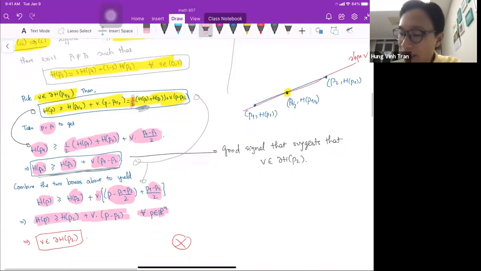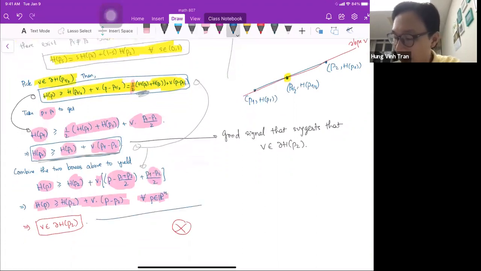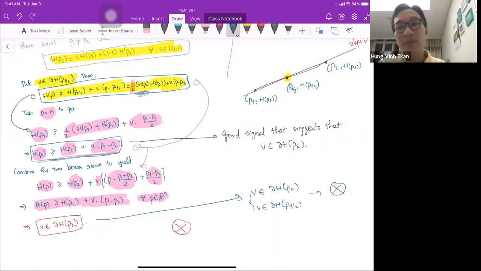So that implies that, as we said, v is in the subgradient of h of p2 and v is also in the subgradient of h of p1/2. And this is a contradiction, right? Because our assumption in part 2 was that the subgradient sets are disjoint for different values of p. So it's beautiful, going from one to the other. So to sum up, in terms of geometrical meaning, strict convexity tells us that the supporting hyperplanes have to change their slopes for different values.